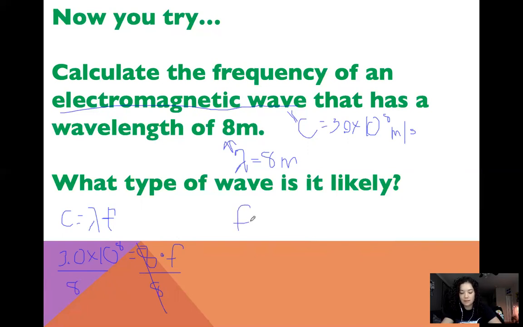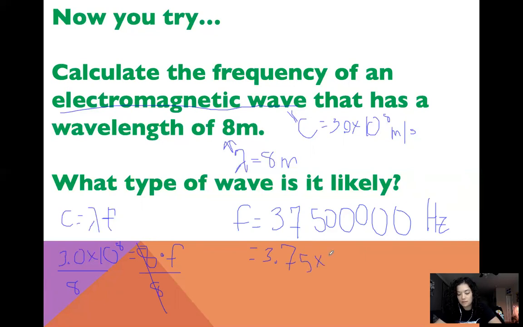I got a frequency of 37,500,000 hertz. 1, 2, 3, 4, 5. Yep, that's it. Hertz, Hz. You might have gotten on your calculator 3.75 times 10 to the 7 hertz. Both are totally acceptable. Either answer is fine. Good job. But we are not quite done.